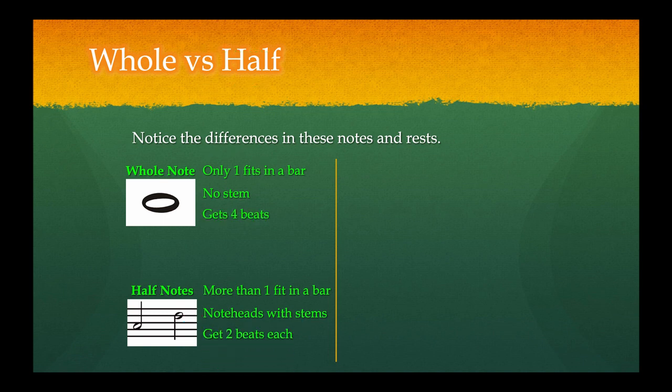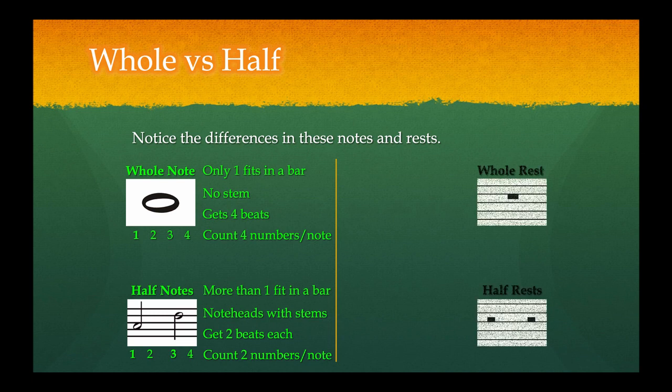Whole notes get 4 beats each of sound. Half notes get 2 beats each of sound. When counting a whole note, we count 4 numbers for 1 note. When counting half notes, we count 2 numbers for each note. 1, 2, 3, 4. Now let's take a look at the rests.